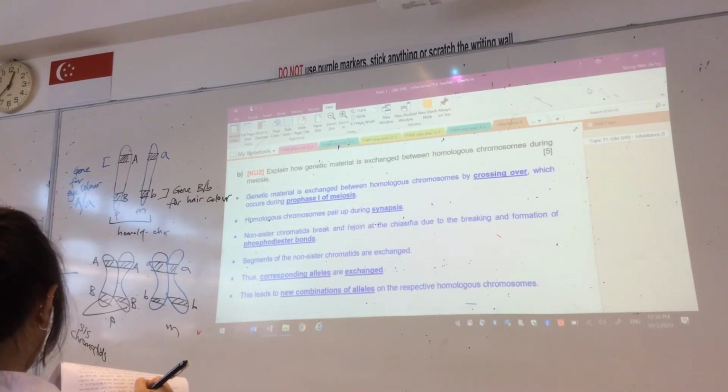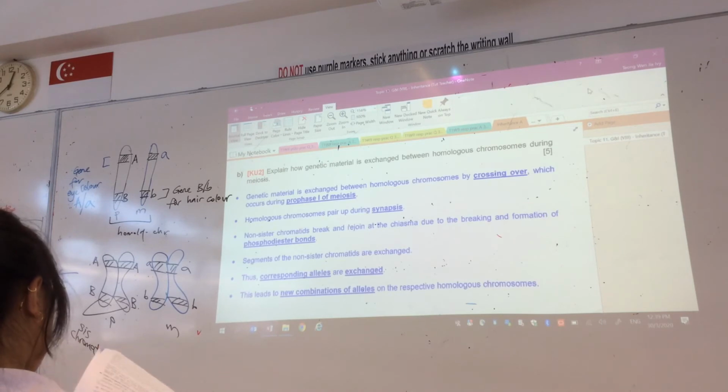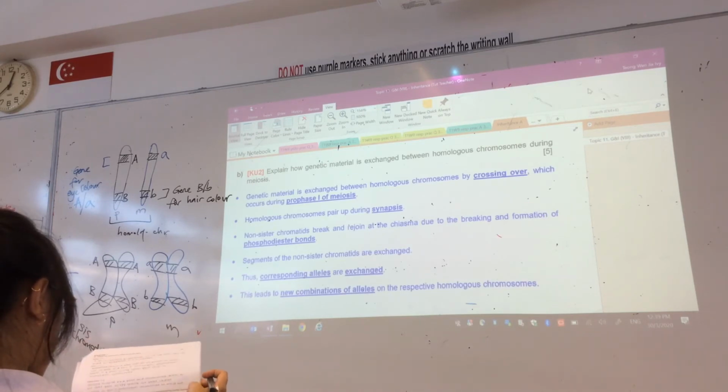So can you take a photo? Make sure you have all these keywords. Can you take a photo of the drawings also? Send to the group chat, thanks.